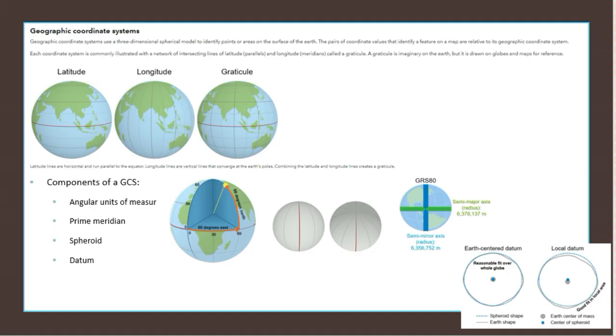A prime meridian is the zero value for longitude. While the official prime meridian passes through Greenwich in southeast London, UK, the choice of prime meridian for a given coordinate system is somewhat arbitrary. It is not necessary to define a zero value for latitude because it is always the equator.